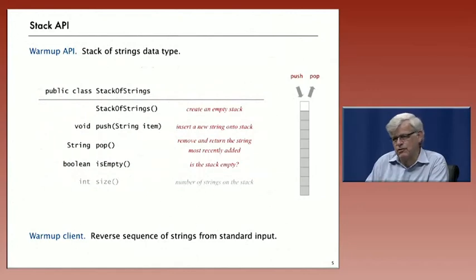We have a constructor to create an empty stack. For insert, we have a method called push that takes a string as argument. For remove, we have a method pop that returns the string most recently added. And we have an isEmpty test which returns a Boolean. Also in some applications, we would include the size as well. So again, as always, we'll first write a client and then look at implementations.